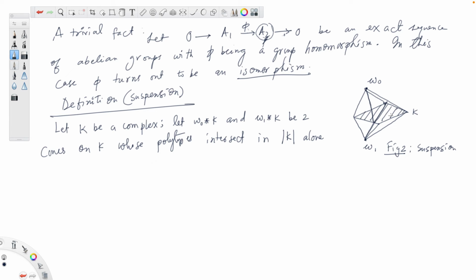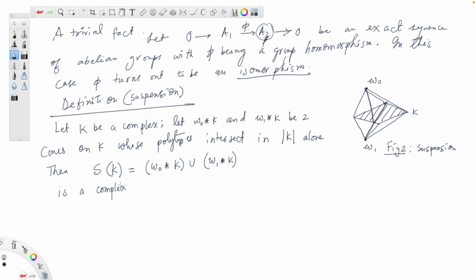All right, so it's immediate from this picture that the polytope of the upper cone intersects the polytope of the lower cone in just the underlying space K of the complex. Then S of K is the union of these two cones, W0 star K union W1 star K. Okay. This is a complex. It can be shown that this is a complex.